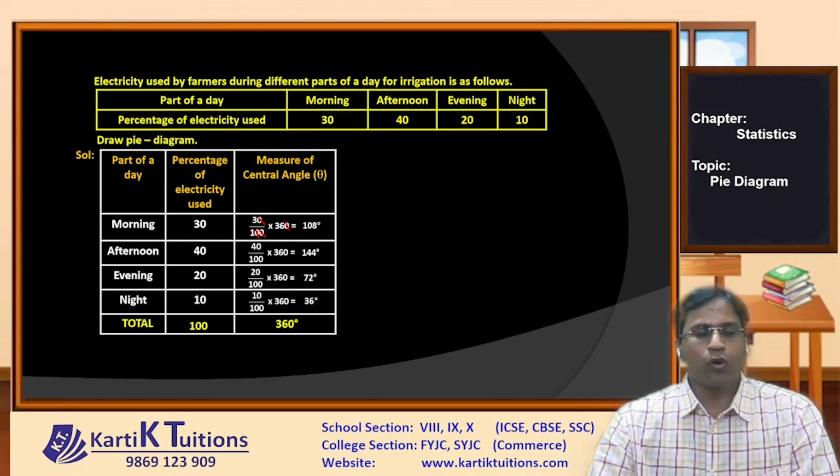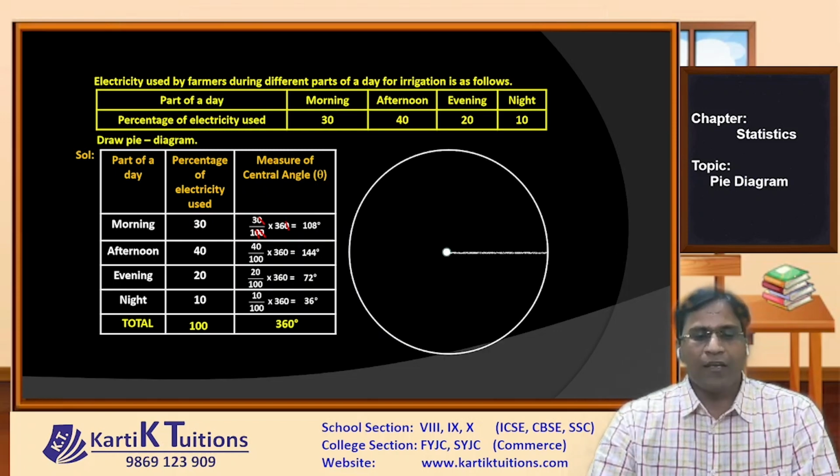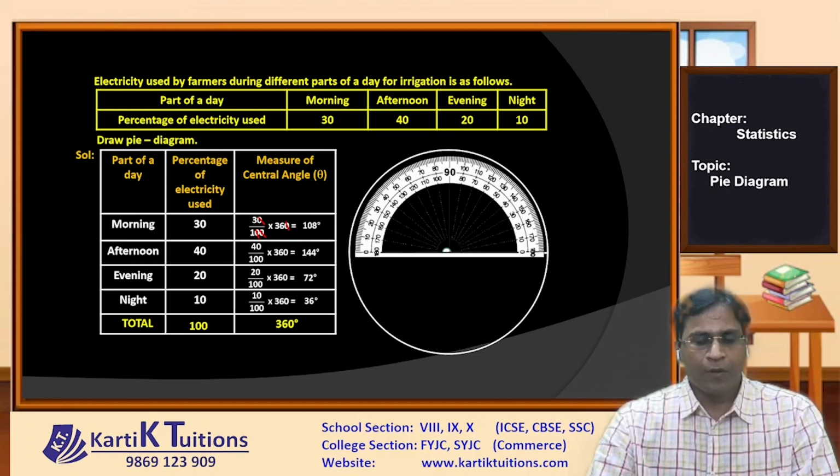After this, you are going to draw the circle of radius 5 centimeter. Then draw any one radius that will become your baseline. Place the protector on it such that the 90-degree line should coincide with the center of the circle. After that, now we are going to take the measure of 108 degree.